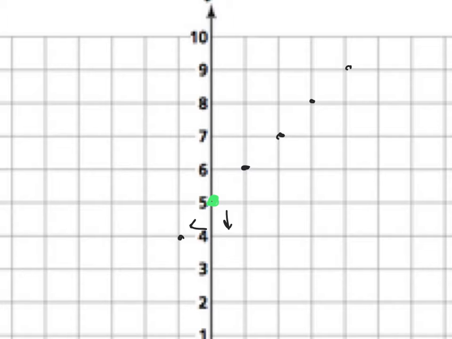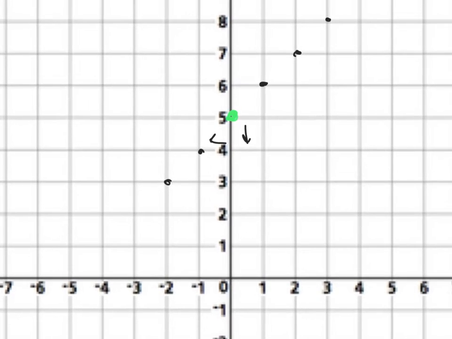So I have a point right here. I can also do the exact same thing: go down 1 over 1, down 1 over 1, down 1 over 1. And that's all I really need to plot. You don't need to plot many points. All you really need to do is plot like 2 or 3.